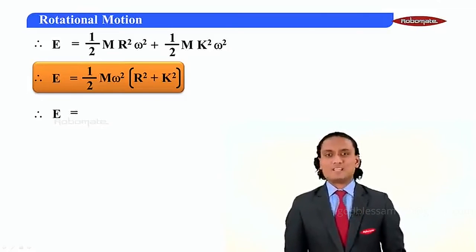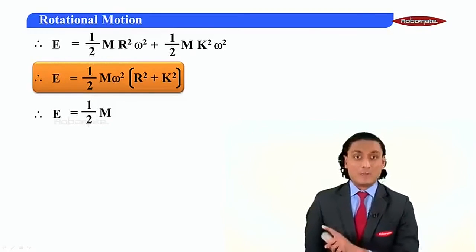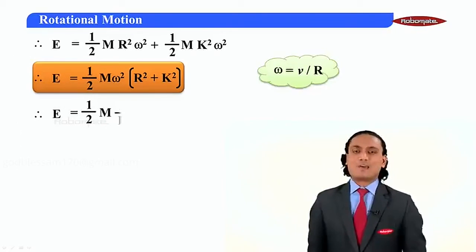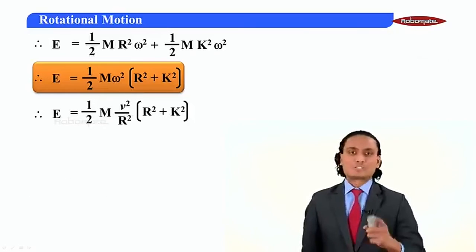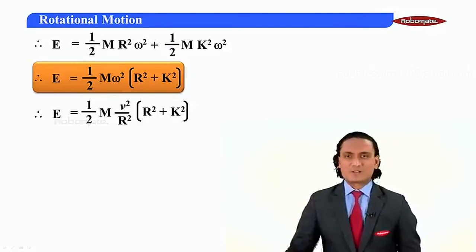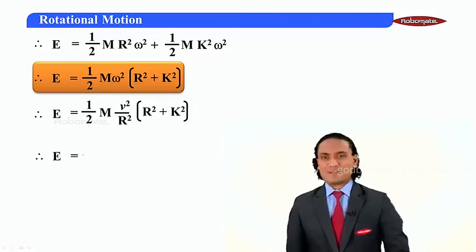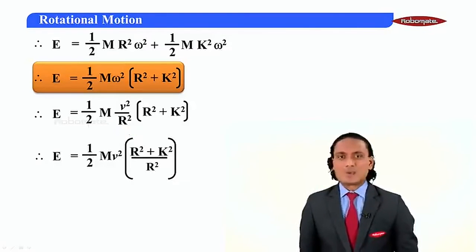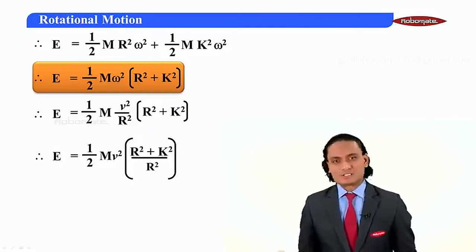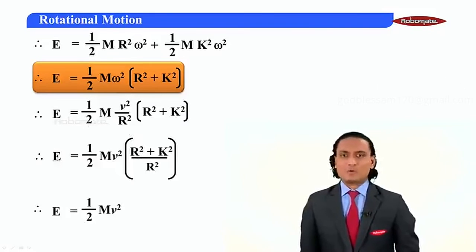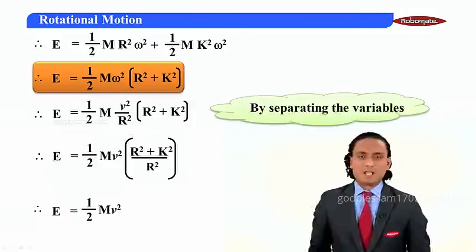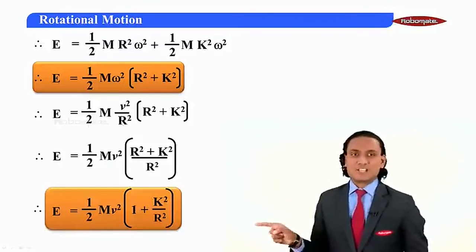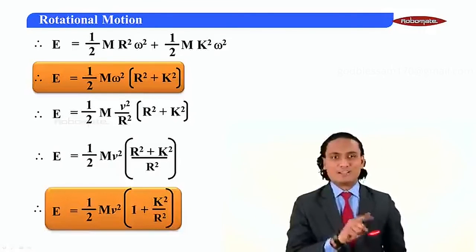This can be written as E is equal to half m, hold on, omega. We know omega is v by r. So omega square will become v square upon r square, into r square plus k square. After this, students, it's just decoration. This can be written as E is equal to half mv square, and I can take that r square inside, to get r square plus k square upon r square. If you separate the variables, r square upon r square will become 1. So you will get E is equal to half mv square into 1 plus k square by r square. So students, this is the final expression for rolling kinetic energy.